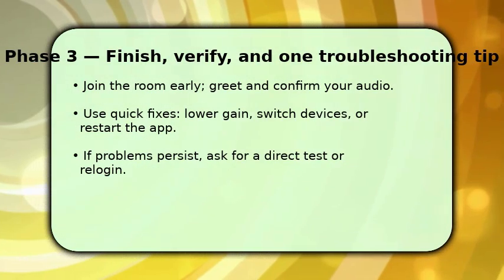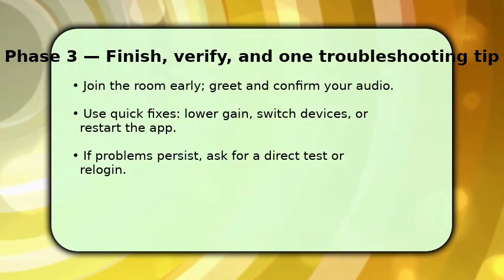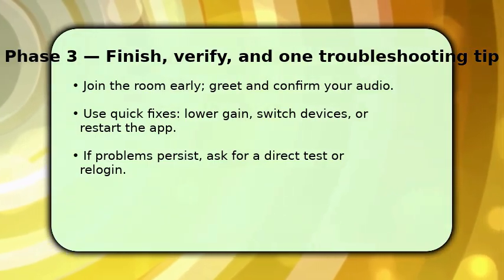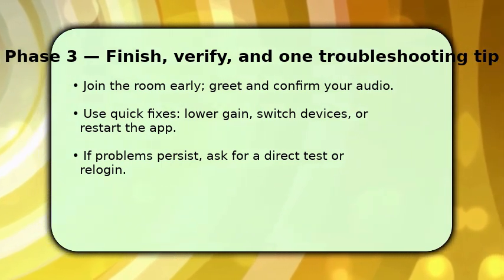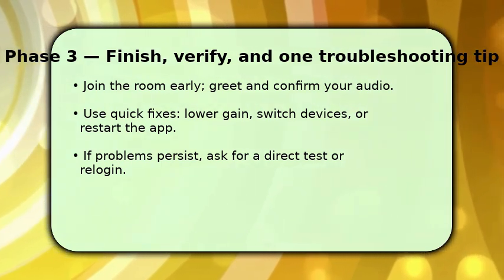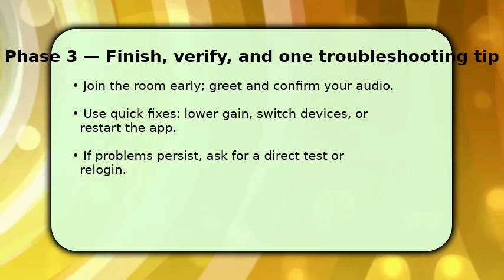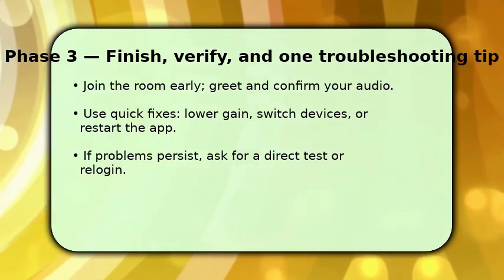You enter the voice room a few minutes early and say a quick hello so others can confirm they hear you. While talking, watch the app's input meter and lower gain if it clips. If others report reverb, turn off stereo or enable echo suppression. Once done, record a short clip or ask someone to send feedback.